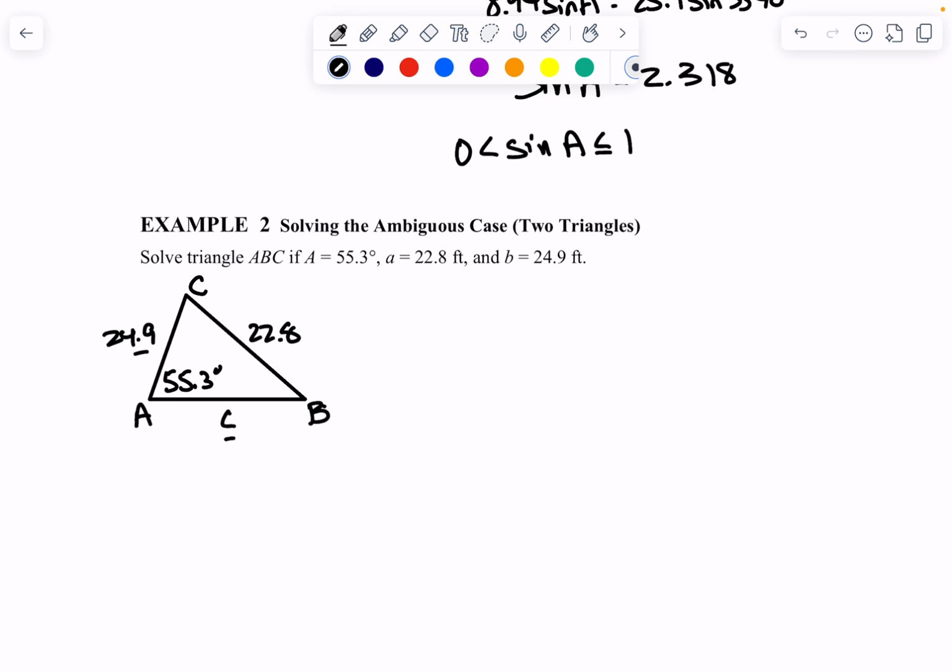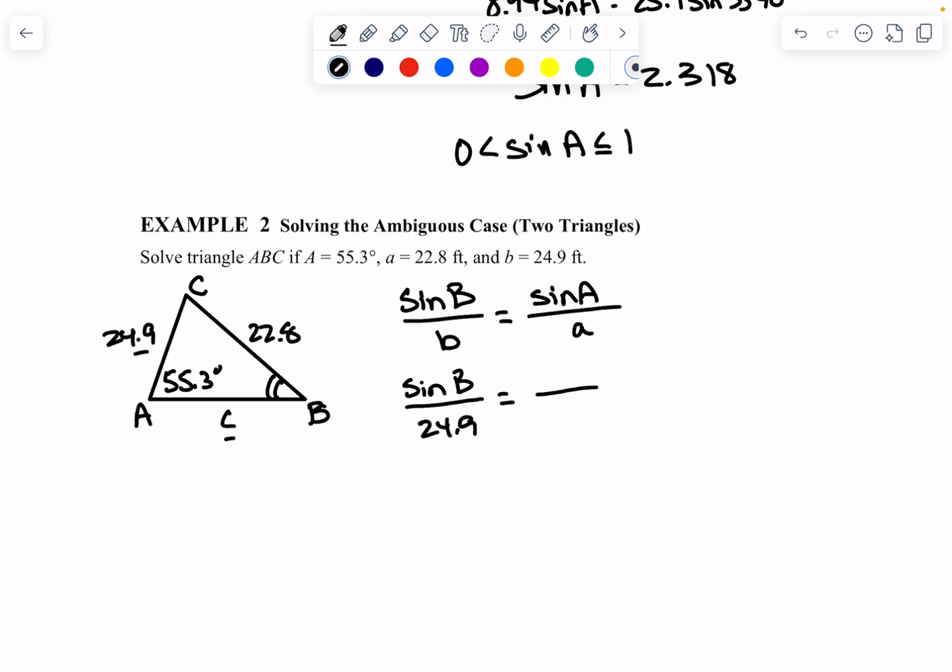So setting up the law of sines, we'll try to find angle B first, which means that the sine of B over B is equal to the sine of A over A. It's just simply a proportion. So the sine of B is to 24.9, as the sine of 55.3 is to 22.8. Now, as we do this, we know for a fact that since 22.8 is less than 24.9, B is going to have to be something greater than 55.3.